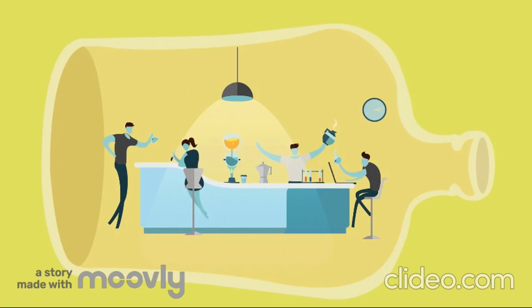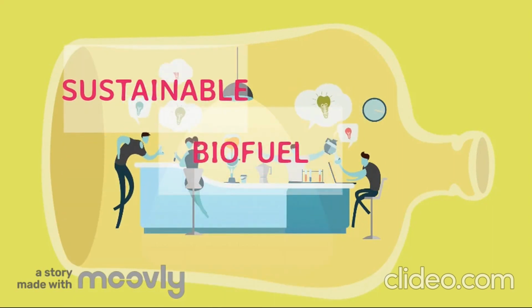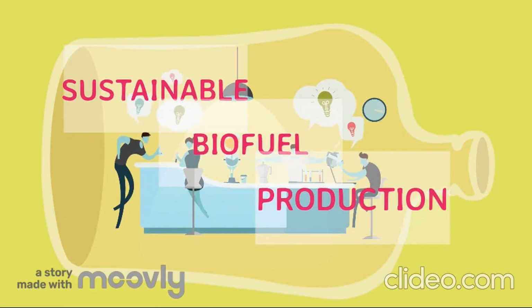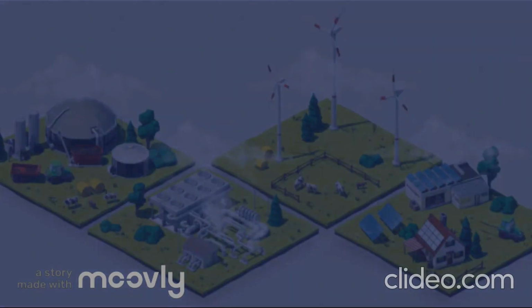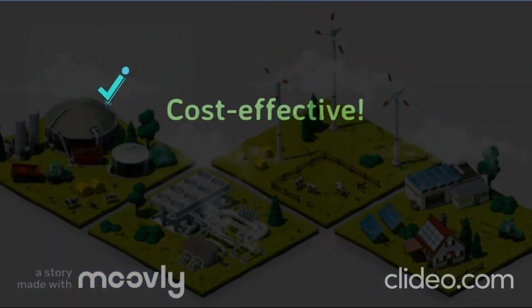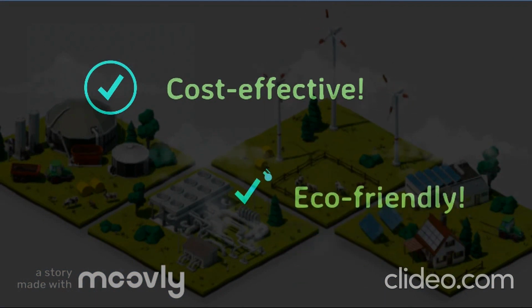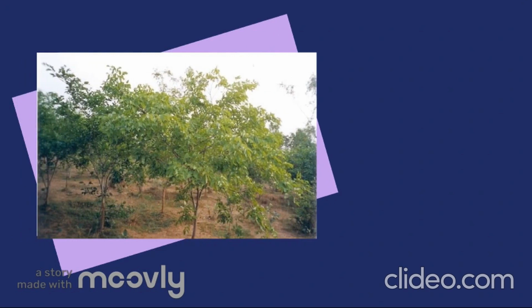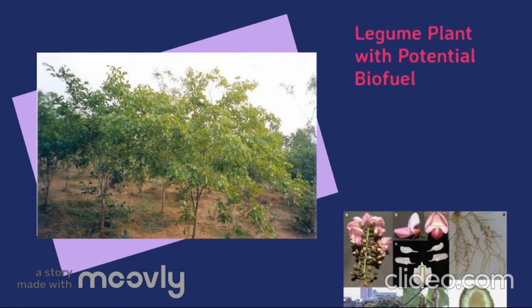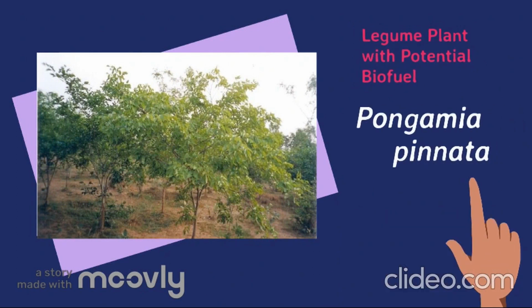Besides, there are studies showing that symbiotic nitrogen-fixing organisms play a role in producing sustainable biofuels. This proves that the application of BNF can be used for improving biofuel crops. BNF helps in biofuel production by lowering the cost and making it more eco-friendly compared to existing renewable energy. In this study, a legume plant with biofuel potential has been discovered, known as Pongamia pinnata.